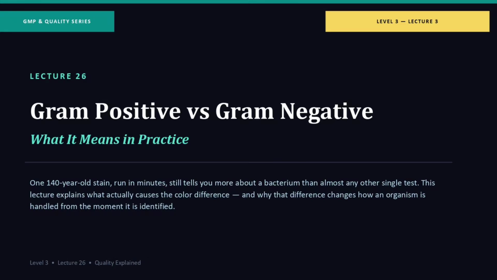It is roughly 140 years old, it takes about 15 minutes to run, and it is still the very first thing most microbiology labs do to an unknown bacterial isolate. By the end of this lecture, you will understand exactly what causes the color difference, how to run the procedure correctly, and why that one result changes how an organism gets handled from that point forward.